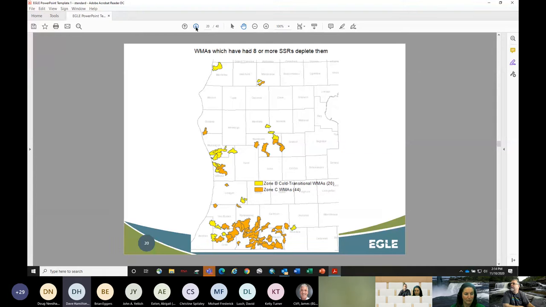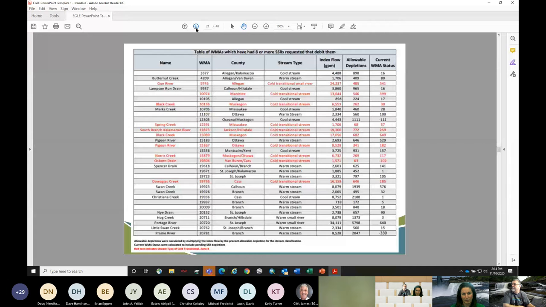Okay, this slide and the next slide are tables similar to the Zone D table, where you've got the watershed name and number, location, and stream type. Here you've got the index flow review, the index flow value, either the initial estimate or the result of the index flow review after an SSR, and the allowable depletion, so you multiply the index flow by the percent allowable depletion in the statute, and what the current status is in gallons per minute.